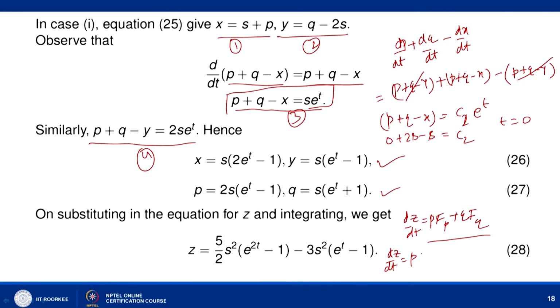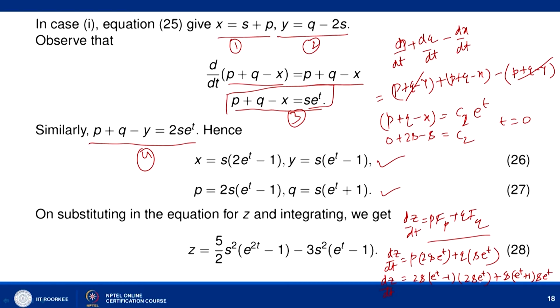So, p plus q minus y is 2 s e to power t, plus q f q, which is s e to power t. Now, you write p and q also in terms of this. So, p is 2 s e to power t minus 1 into 2 s e to power t, plus q is s e to power t plus 1 into s e to power t. So, this is dz by dt. Now it is totally in terms of s and t. s is constant with respect to t. So, you can solve this dz by dt.